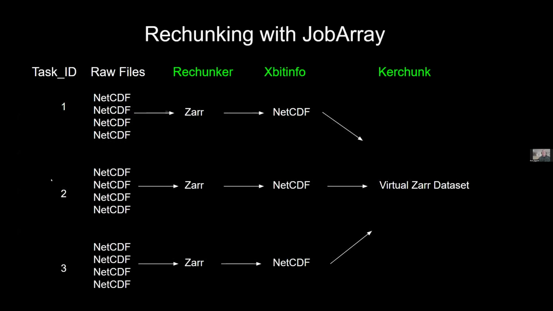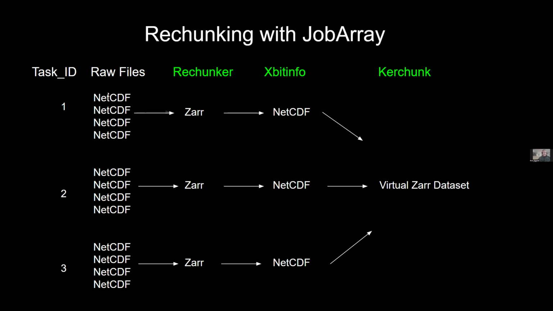This is the way we were doing it on HPC. If we have a whole bunch of NetCDF files and we want to rechunk them, we would take some collection of NetCDF files and, on a single node, create a Zarr using rechunker. Sometimes we'd convert that Zarr back to NetCDF using an xbitinfo helper function, to compress the NetCDF. But either way, even if you just go to Zarr, you end up with all these rechunked Zarr datasets that you can then use something like Kerchunk on, or hopefully in the near future, VirtualiZarr, to create a virtual Zarr dataset.